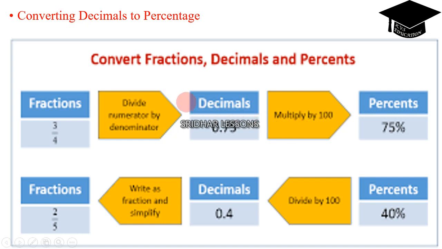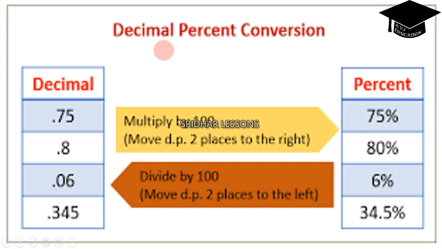Next, the decimal to percent conversion. 0.75 can be multiplied by 100. This decimal point moves 2 places to the right. So it will come as 75%. And 0.8 will become 80%.